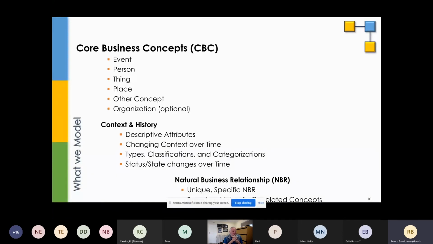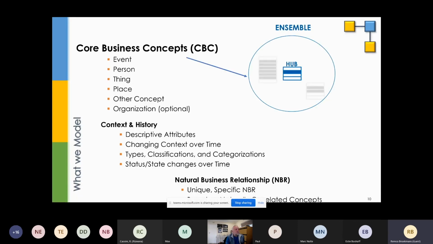And last but not least, what we call natural business relationships, NBRs, and they need to be unique and specific. They're all based upon what the business is telling us, how the things are coming together. Looking at it from a data perspective, we have an ensemble. The event, person, thing, the core business concept identifies the ensemble, and the identifier of the ensemble is stored in the hub.